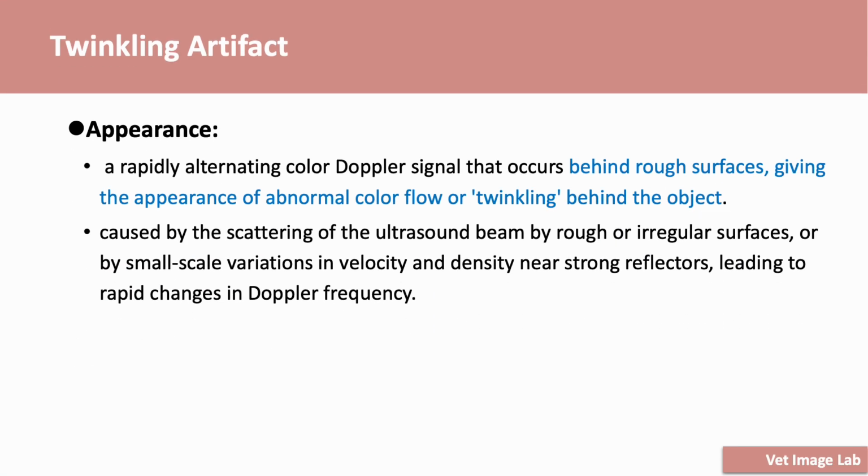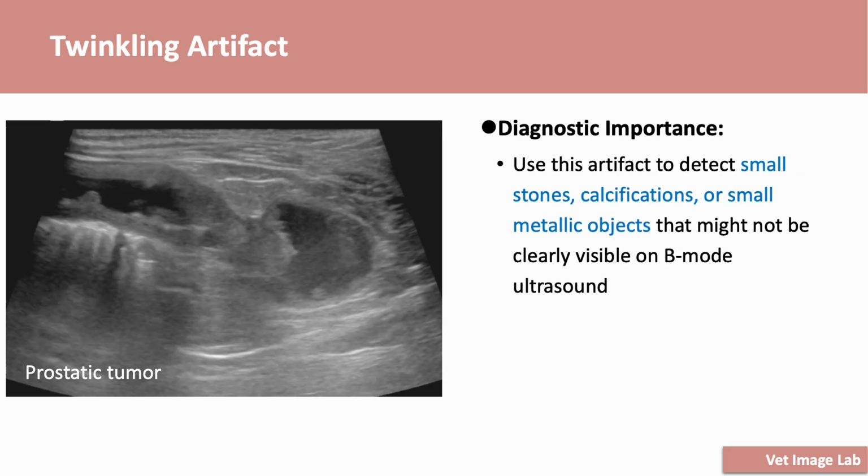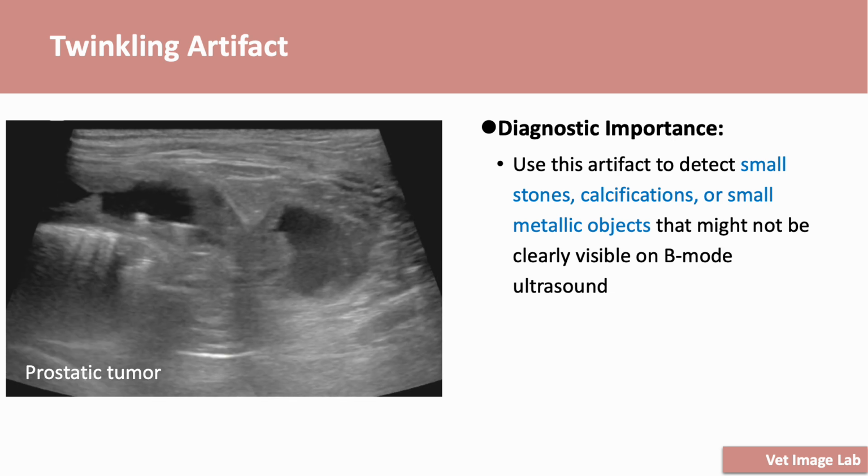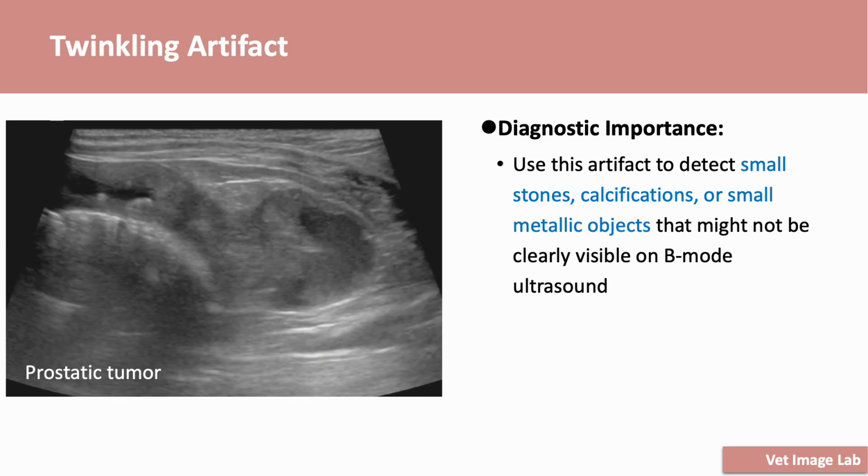Now, let's move on to the last artifact in this series, twinkling artifact, which is another artifact related to color Doppler. On color Doppler images, you may see color signals from a structure that causes strong, irregular reflection due to beam scattering. This is known as twinkling artifact. It appears as a rapid alternation of blue and red colors, resembling turbulent flow, even though there is no actual blood flow. We can use this artifact to detect small stones, calcifications, or small metallic objects that might not be clearly visible on B-mode ultrasound.